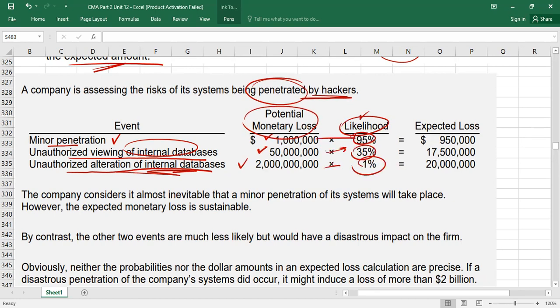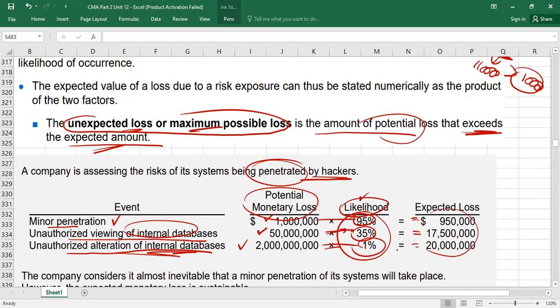If you multiply amounts with the probabilities, this is called expected loss. So this is how you calculate expected loss. And if you add all, I'm just assuming here, this is your expected loss. When you multiply the amount of loss with the likelihood, this is called expected loss. If the potential loss exceeds the expected amount, that is called what? Unexpected loss, right? It is unexpected if it exceeds the expected amount.